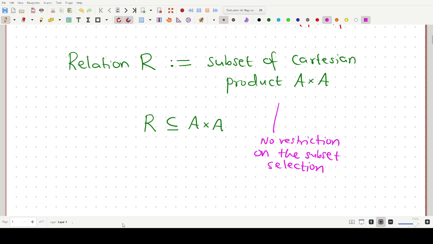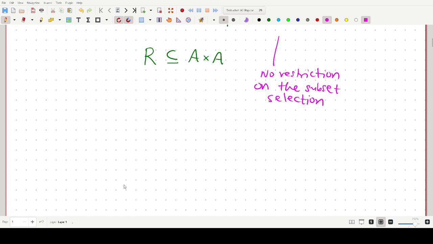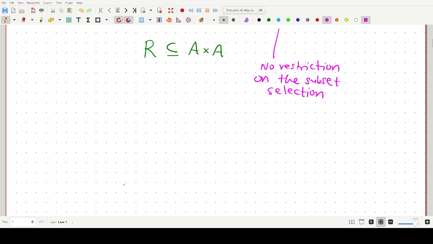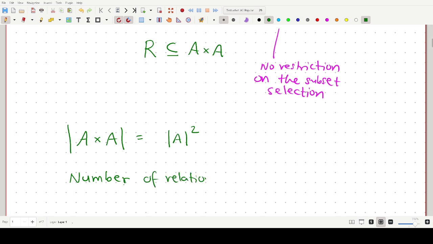Let us now try to find out again the number of relations that are possible, right? You see that the number of elements in the Cartesian product is the square of the number of elements in the set A. So the number of relations is the number of subsets of A cross A, right?